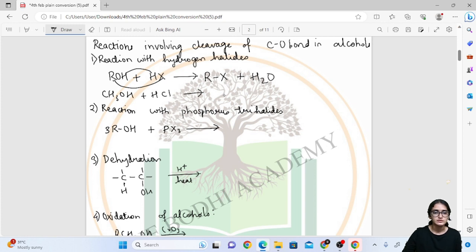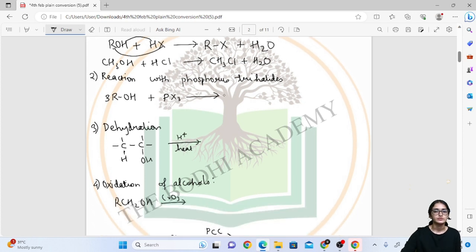So what product is this going to give us? This will give us CH3Cl plus H2O. So we will get methyl chloride from methanol. So this is about the reaction with hydrogen halide.